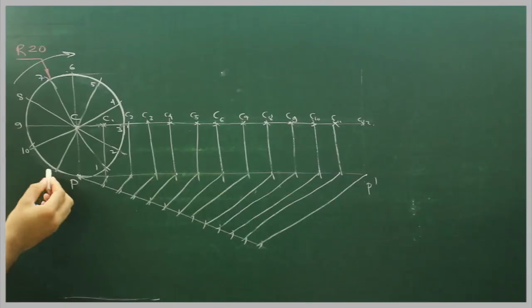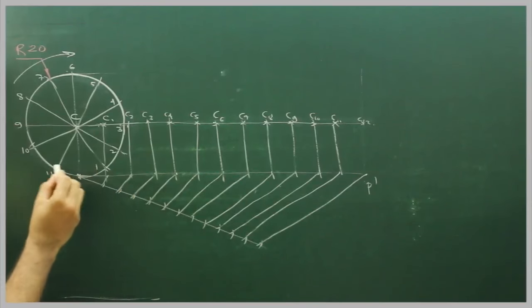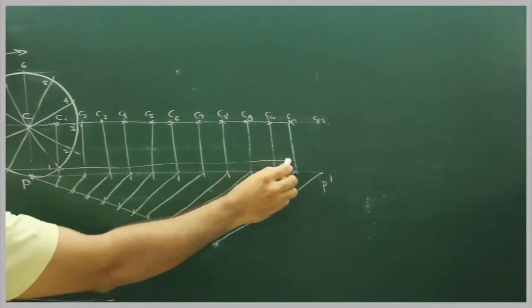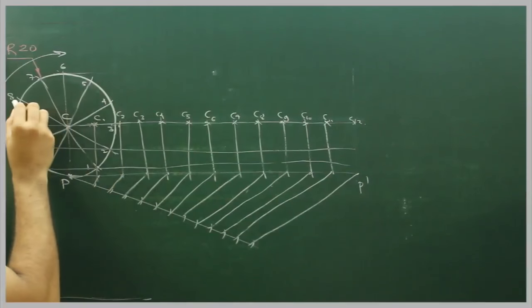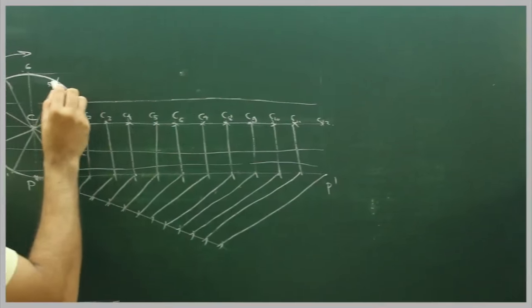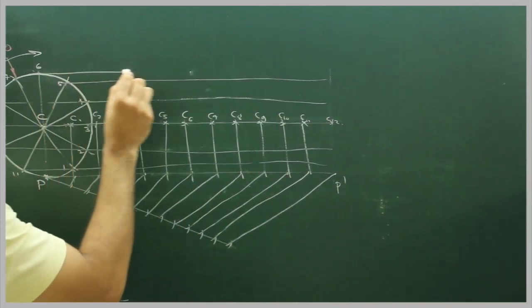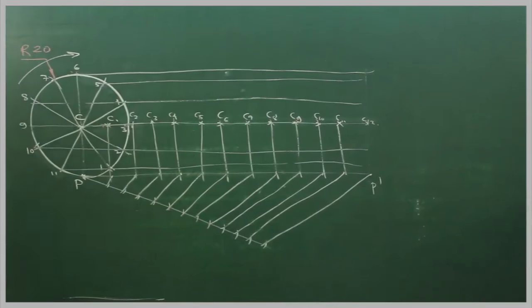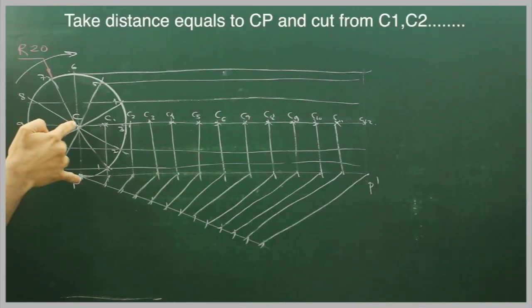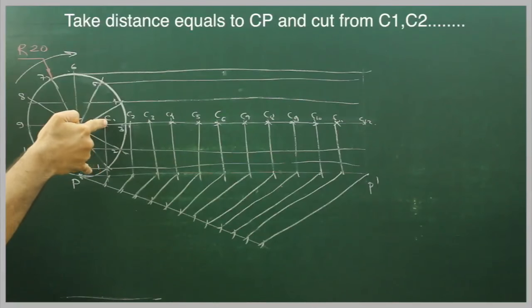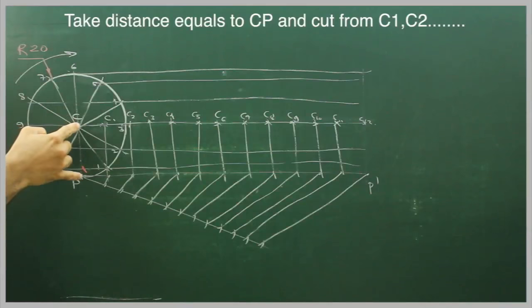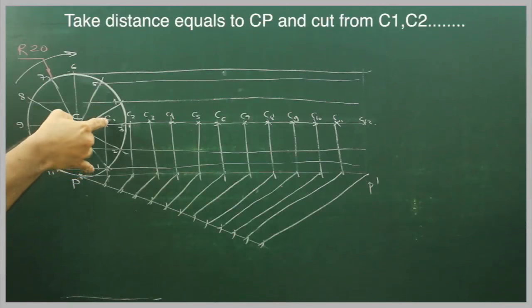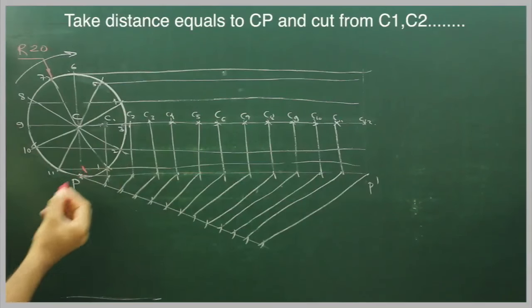So what we will do, first we will draw a horizontal line from 1, 2, 3 is already drawn, 4, 5 and 6. After that, we'll take C to P and from C1 we'll cut on this line, first line. So we'll get a point over here. See, take this radius C to P, and from C1 you cut on first line.